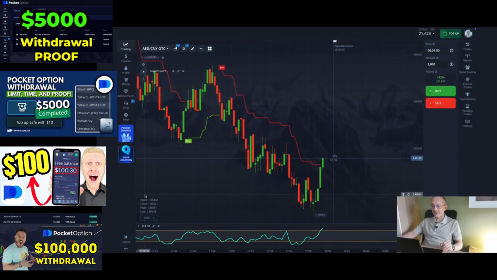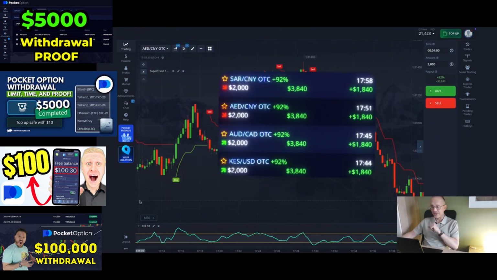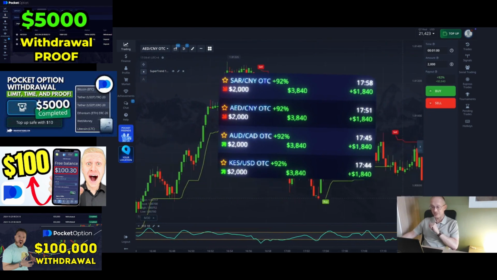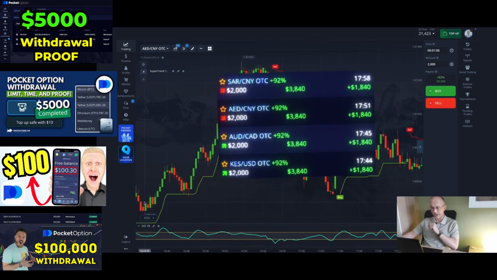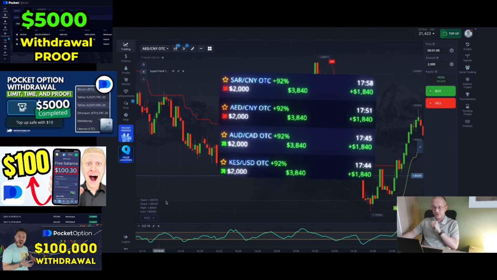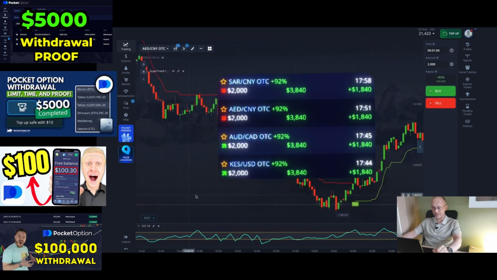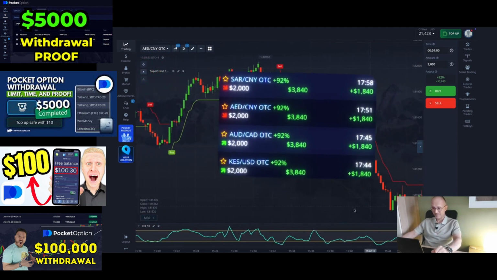Well, the final result is encouraging. The balance grew from $14,063 to $21,423. Each entry was carefully calculated and the strategy proved to be stable and reliable.